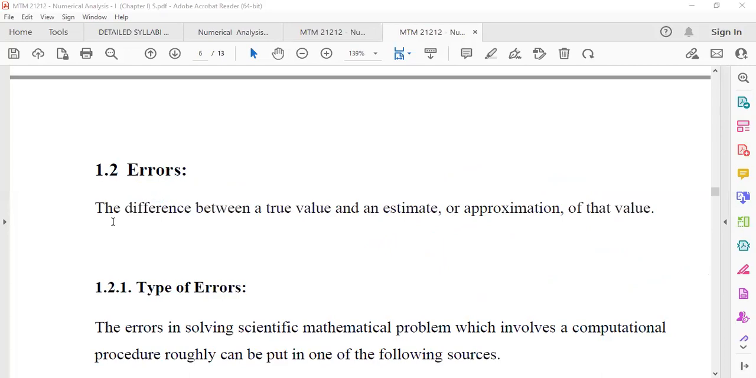Errors mean the difference between the true value and the estimated value or approximation value. So you can write the formula: error equals true value minus estimated value or approximated value.